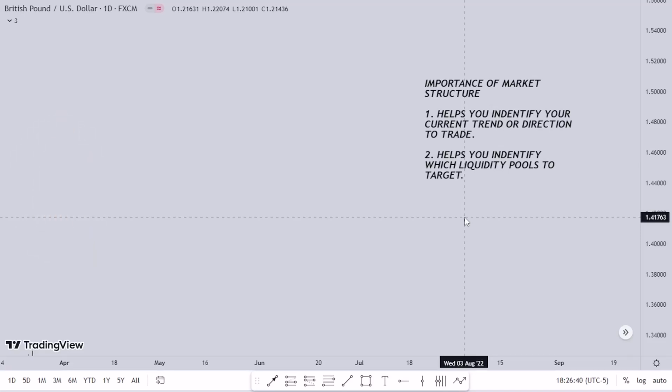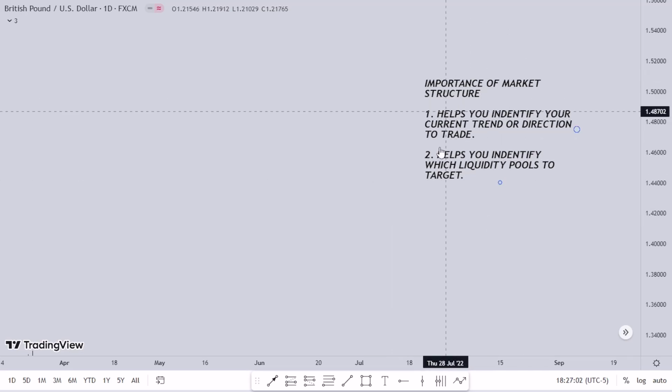So this lesson is going to be on market structure. Market structure is simply the building blocks that hold price when price is going up continuously, and it also holds price down when going down continuously. Okay, let's look at some importance of market structure.